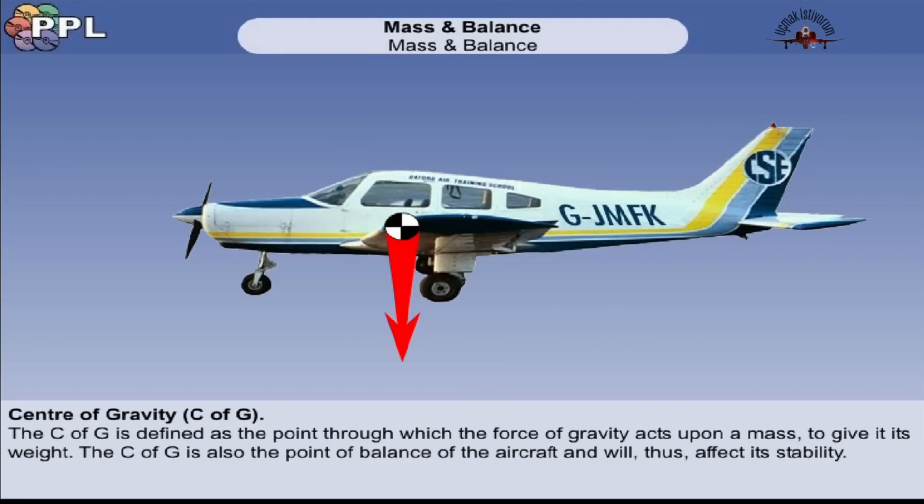The center of gravity is defined as the point through which the force of gravity is said to act on a mass. For an aircraft, this is the point on the aircraft through which the total mass is said to act in a vertical downward direction, giving the aircraft its weight. The center of gravity is also the point of balance, and as such, it affects the stability of the aircraft, both on the ground and in the air.